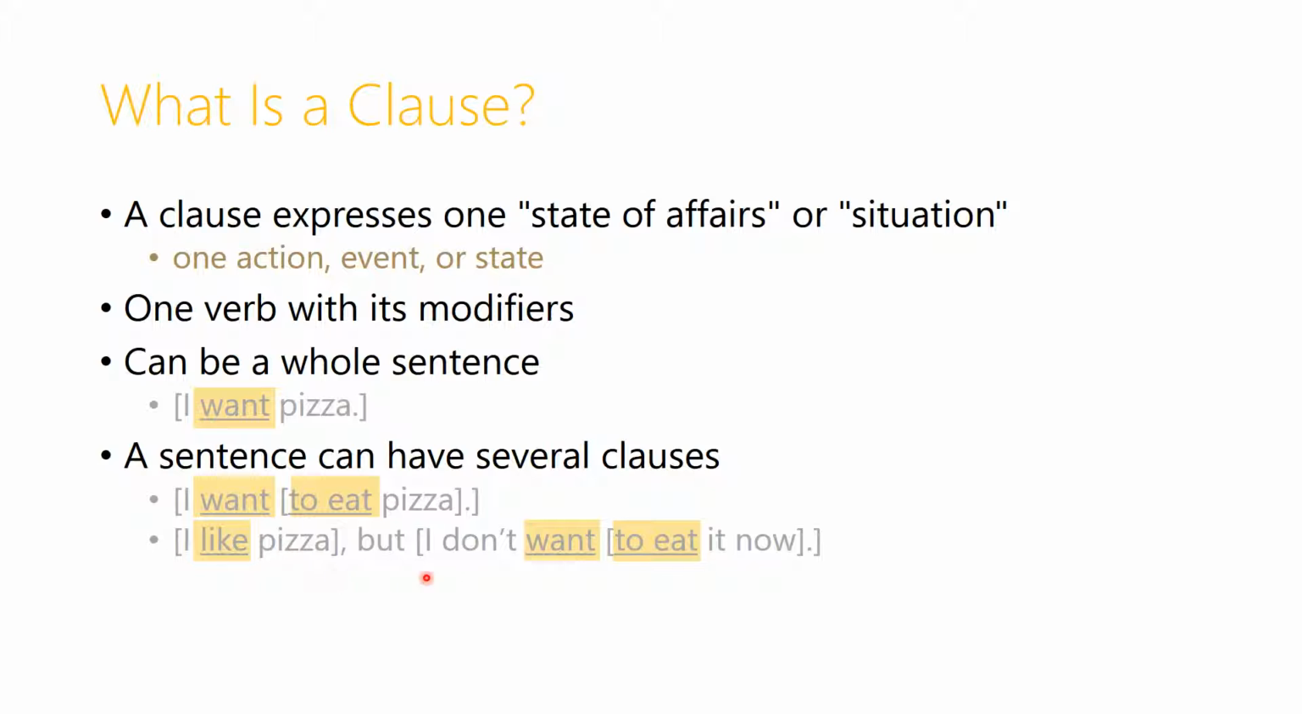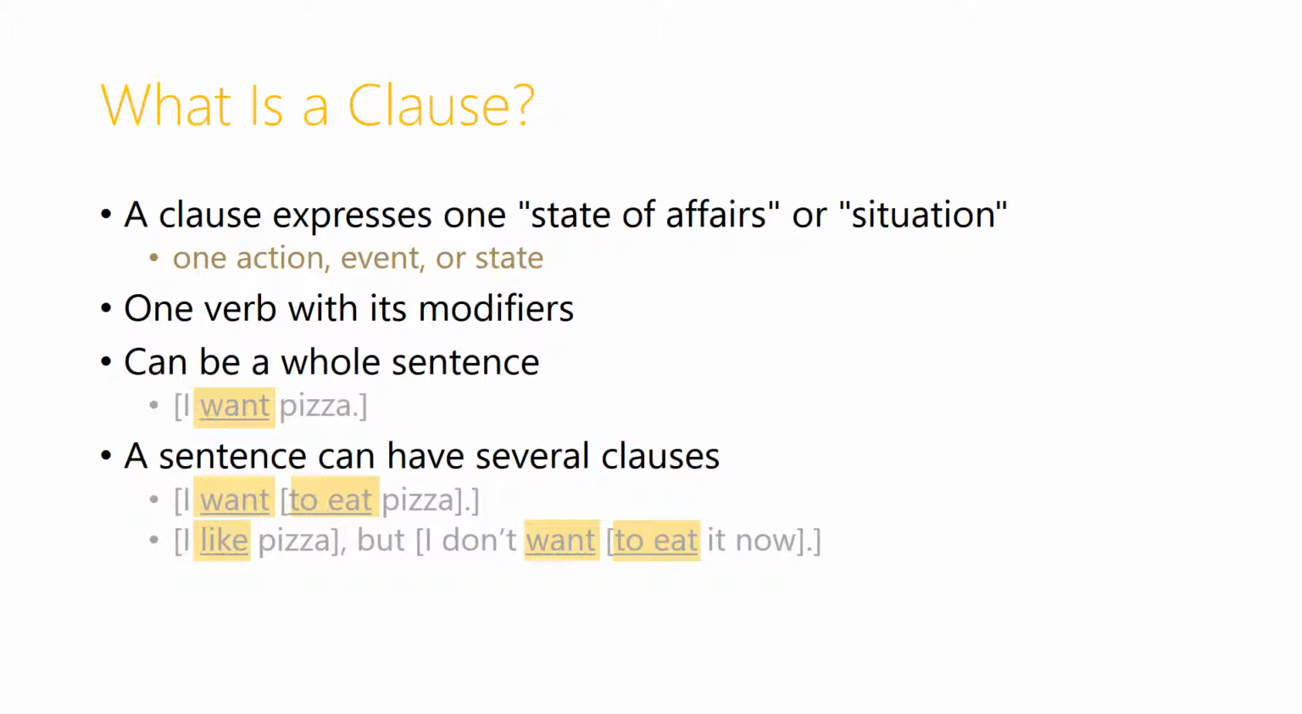In this last sentence here, we can see two clauses set side by side with a conjunction, but. I like pizza, like is a verb, and I and pizza are telling us more about that liking. But, now another clause, I don't want, another verb, to eat it now. And you can see there's another nested clause in there describing what it is we want. Because we have another verb there, it's another inner clause.